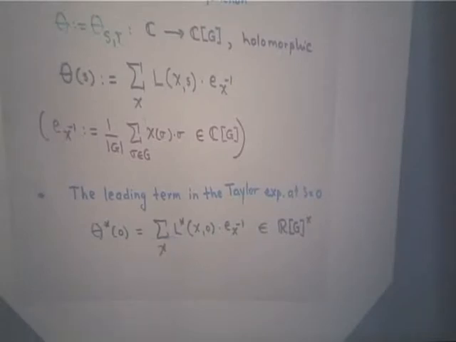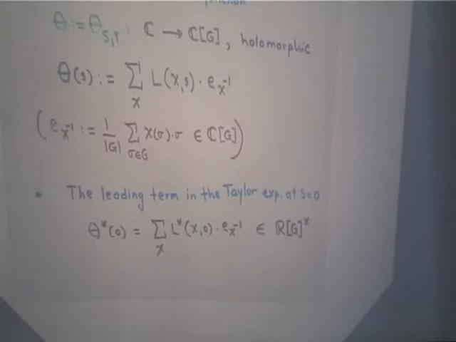I denote that by L star of chi comma 0. Sum them up, multiply them by the appropriate idempotents, and I get the leading term of this G equivariant L function at s equals 0, and I denote that by theta star of 0. A priori, this is an element in C bracket G cross. These are the invertible elements in C bracket G. But in fact, it turns out that it's an element in R bracket G cross.